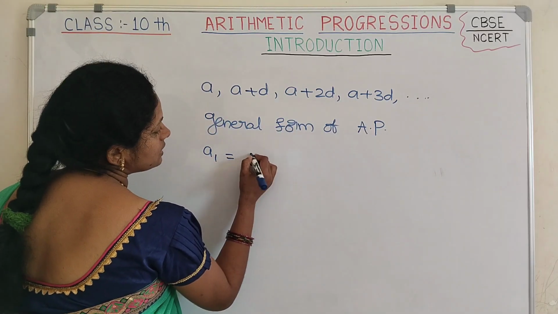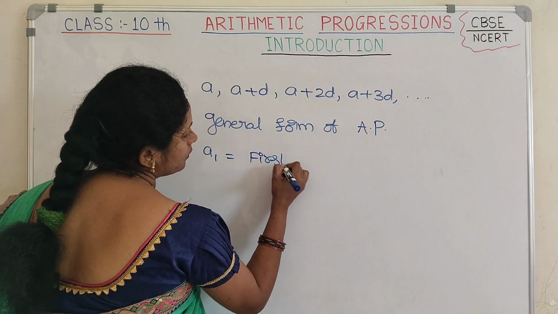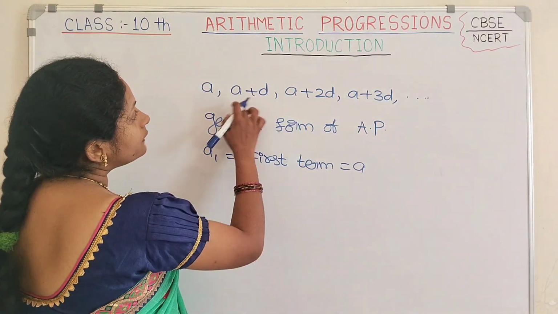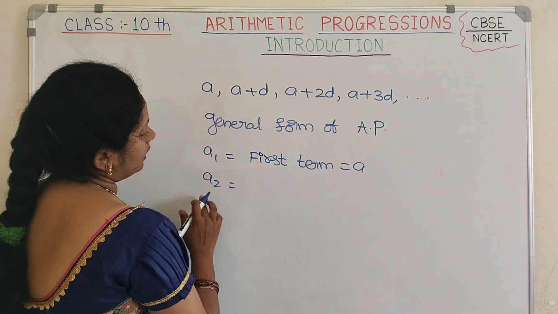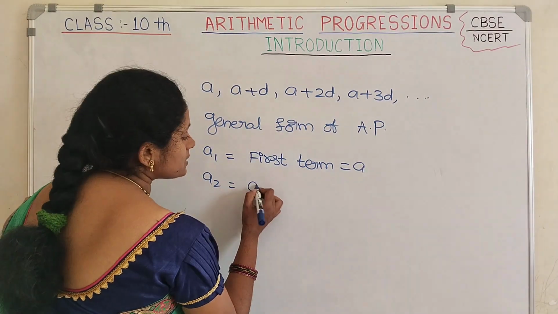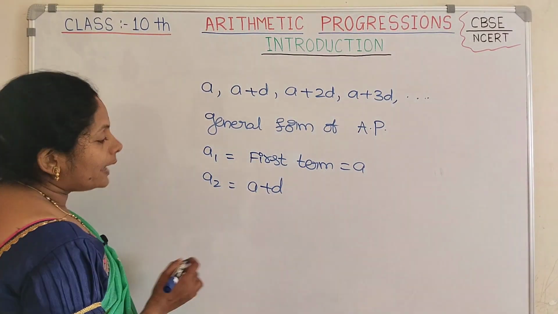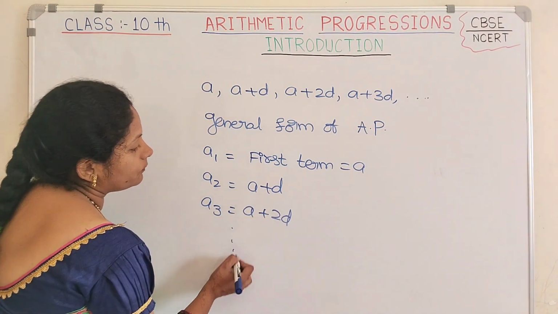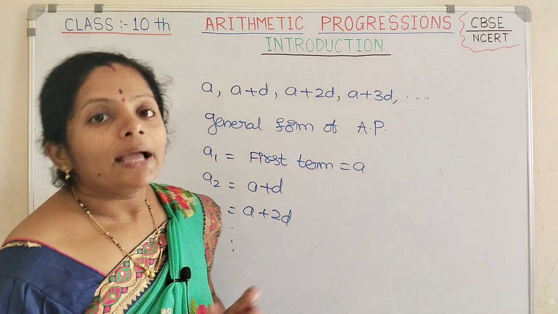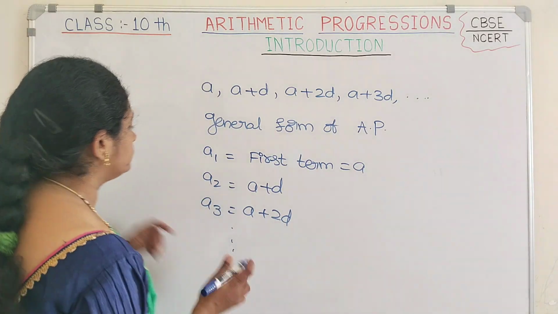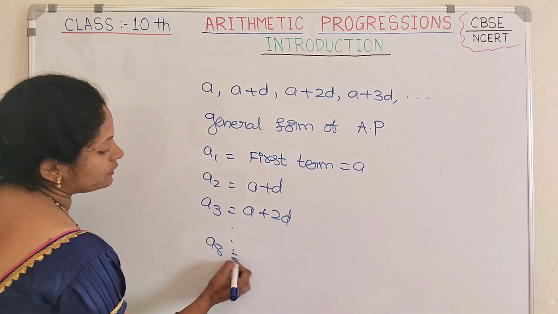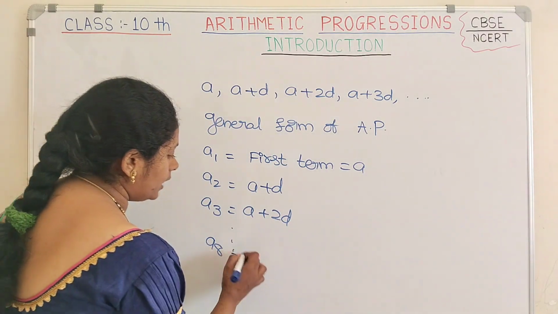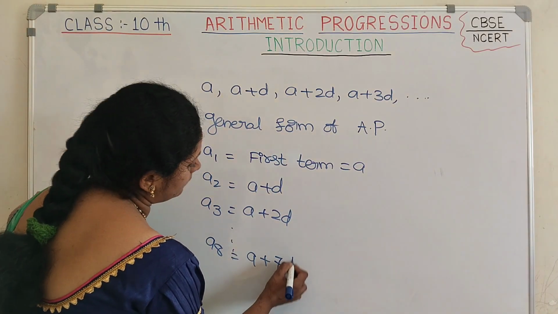Here A1 is equal to the first term. It is also denoted with A. Then A2 is calculated as A plus D. A3 is calculated as A plus 2D and so on. If we want to calculate A8, then A8 is A plus 7D.